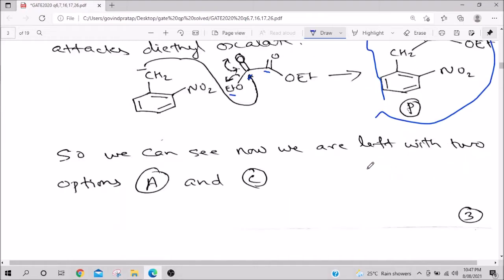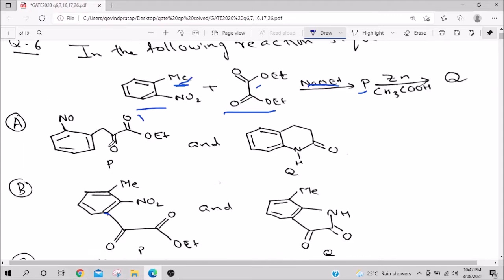So let us go back and see what is in A and C. In A and C, once this is formed, they are reducing with zinc and acetic acid. Zinc and acetic acid reduces the nitro group. Oh sorry, I had written NO here, it is NO2. That was a mistake.